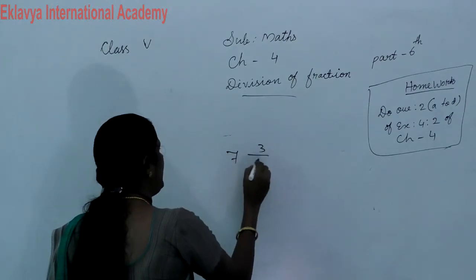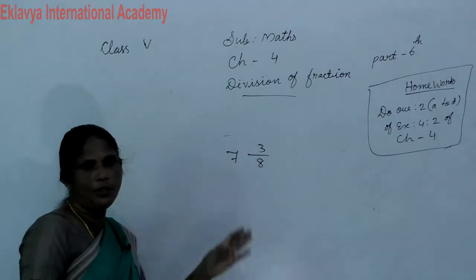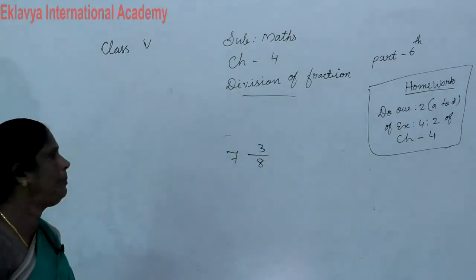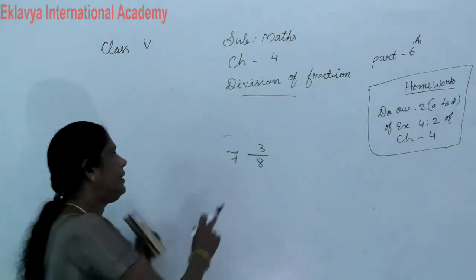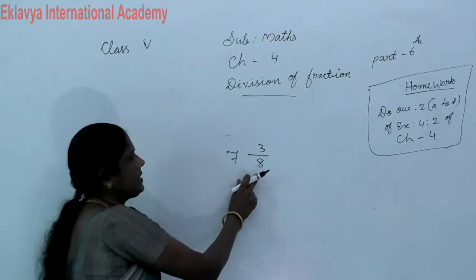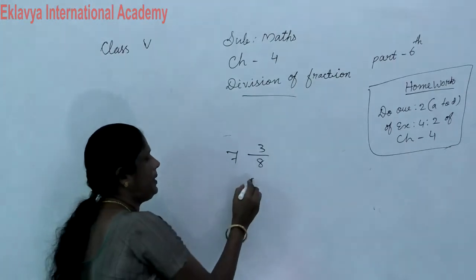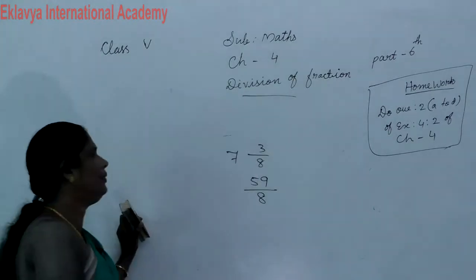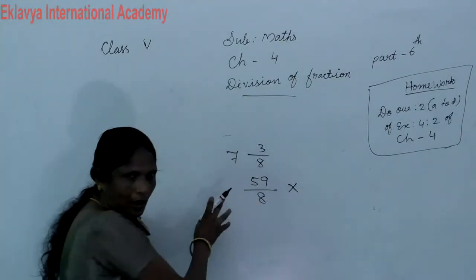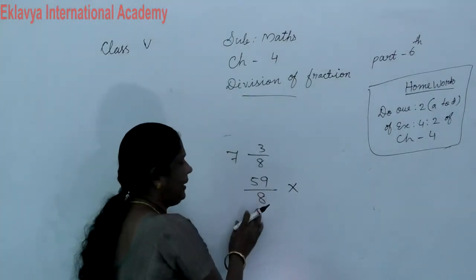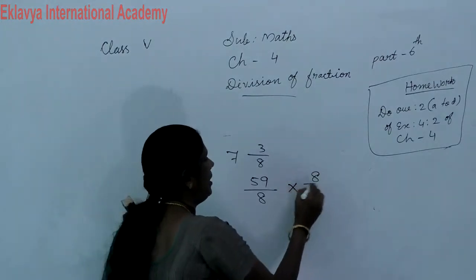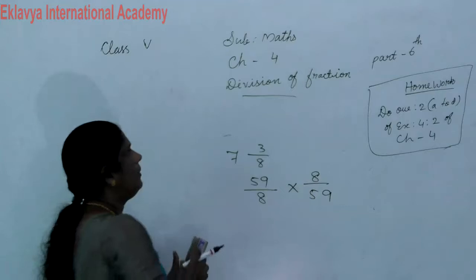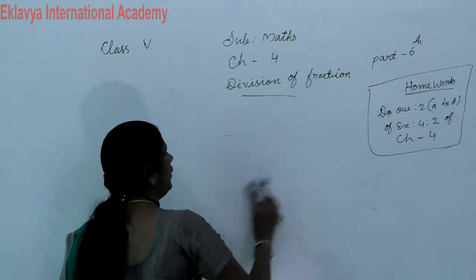7 3 by 8. First you convert the mixed fraction into an improper fraction. 7 eights are 56, 56 plus 3 is 59 upon 8. Now the reciprocal of 59 by 8 is 8 by 59. Understand? Yes. Now divide the following.